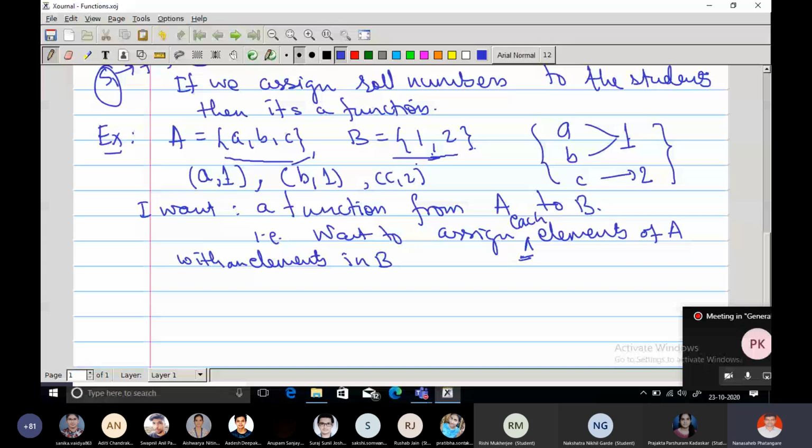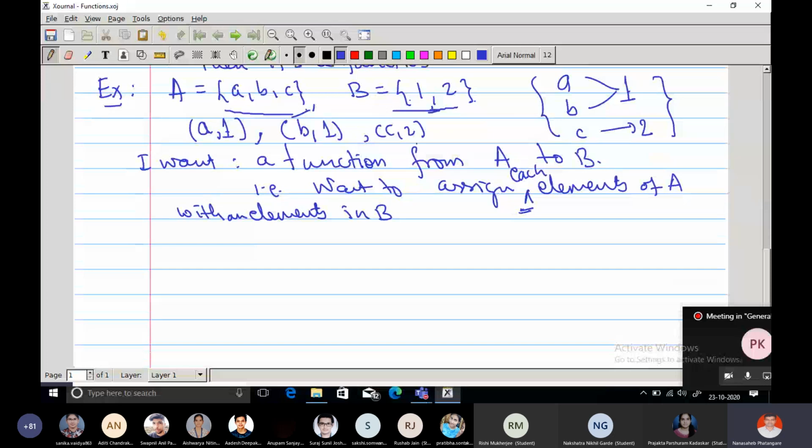What is necessary? Every member in A must be assigned with some member in B, and that member must be unique. That means if A is assigned with 1, then again we cannot assign A with 2. Otherwise, there is a confusion. That assignment will have a confusion. Correct? And we are pairing, we are making pairs of elements of A with elements in B.